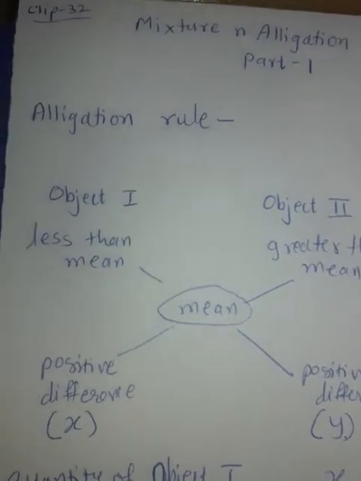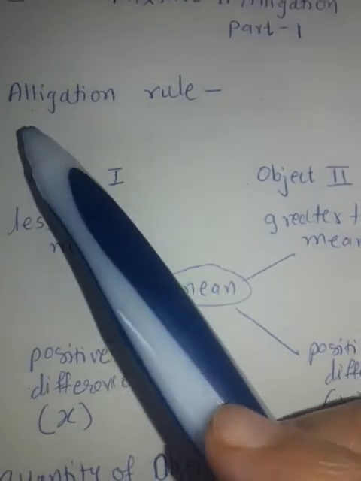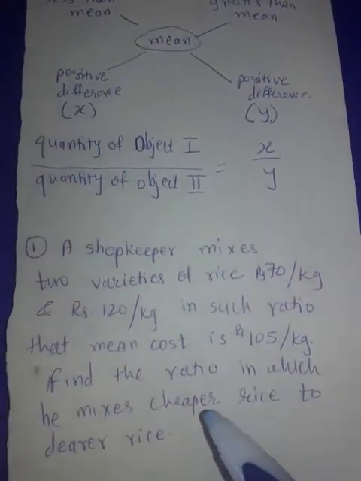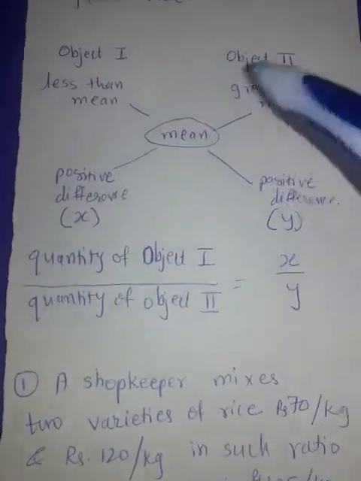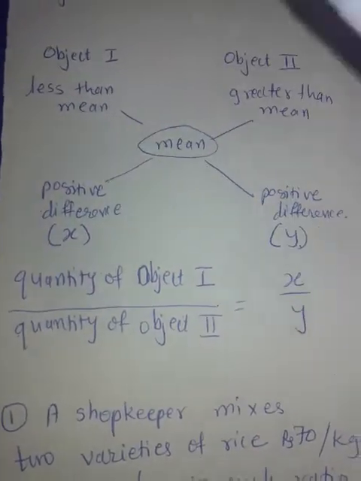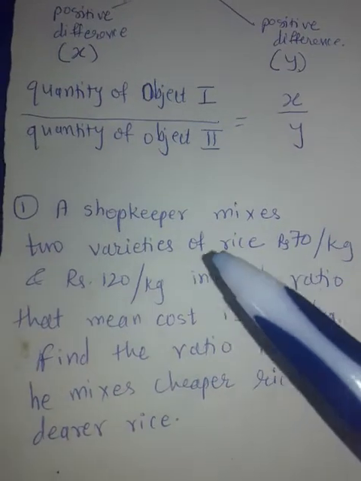For understanding this alligation rule, first let us see one example. With the help of example, I'm going to explain you what is meant by this figure. First let's see the example.